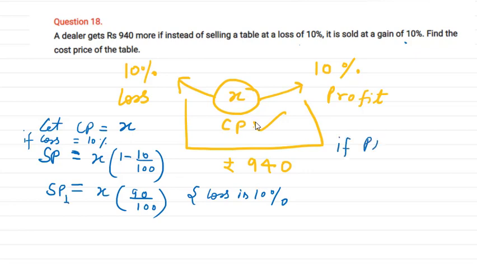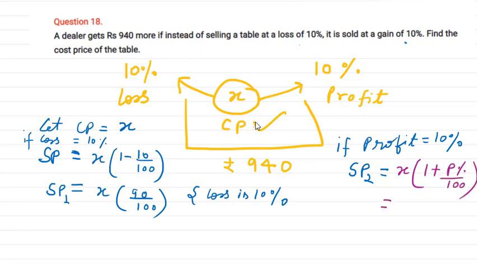Now we will find out the another selling price when the profit is 10%. So if profit is 10%, then what will be the selling price? So I am taking it selling price 2. Okay, so here the SP2 will be how much? That will be the cost price into 1 plus profit percent, you know the formula, by 100. So that will be X into 1 plus 10 by 100. So that will be X into 110 by 100. So these are the two selling price.